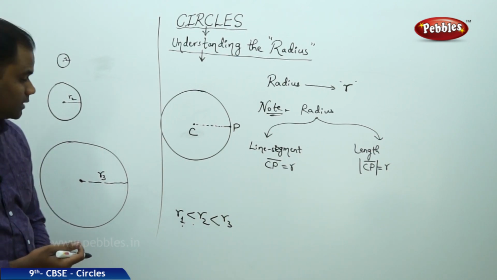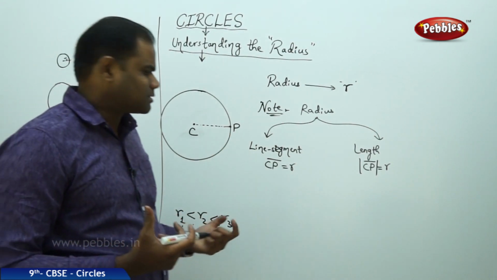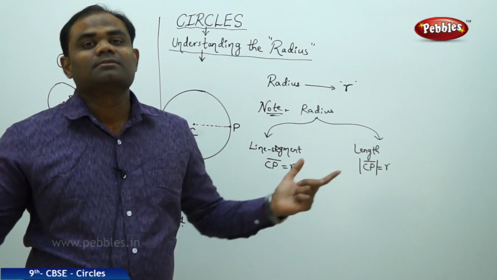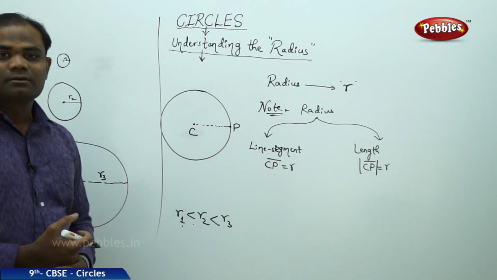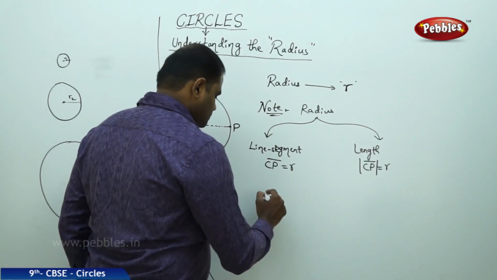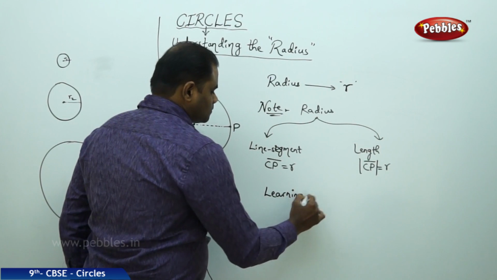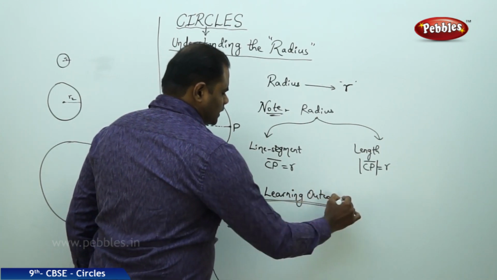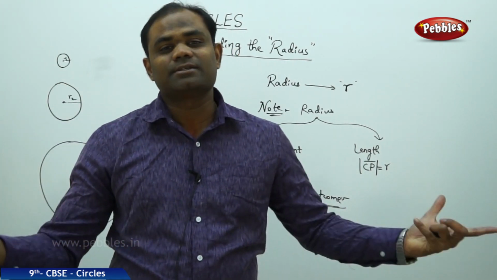Therefore, I clearly understand that as the value of the radius increases, as the length of the radius increases, the circle becomes bigger and bigger. So finally, we conclude that the radius of the circle decides the size of the circle.